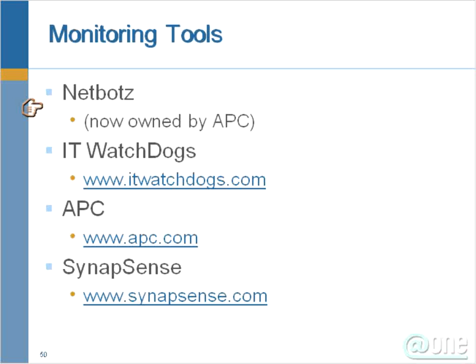So, different types of monitoring tools you can see out there. I talked about NetBots. It used to be a company, now it's owned by ABC. There's another company that does that kind of stuff called IT Watchdogs. And there's a couple other monitoring softwares out there. And then stuff for power management is available for you as well. Go out and check out those things. See if there may be a solution. There may be this IT Watchdogs.